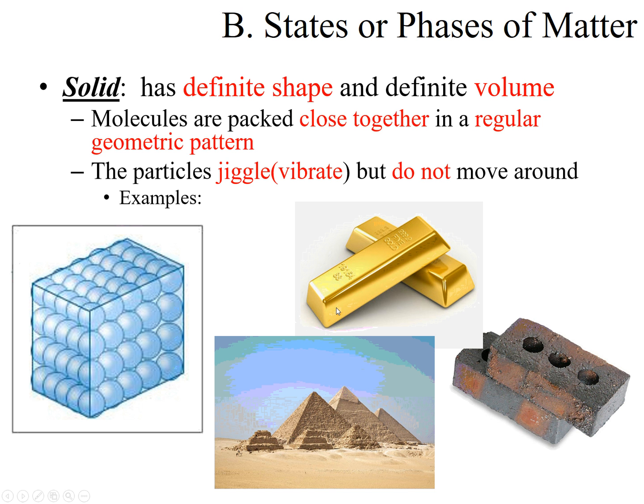Solids can be anything, element, compound, or mixture, as long as it has a definite shape and a definite volume. So gold is a solid as well as a brick. Even though gold is an element and a brick is a mixture, they're still solids because they have a definite shape and a definite volume. So solids can be elements, compounds, or mixtures, provided that it follows the rule.